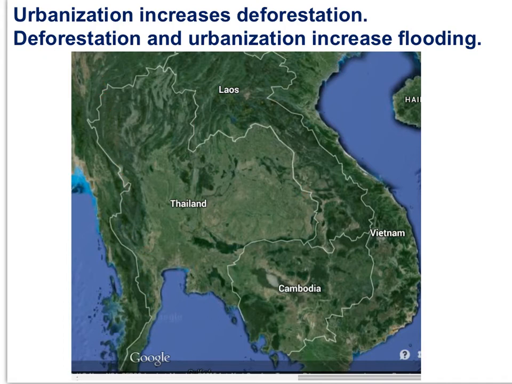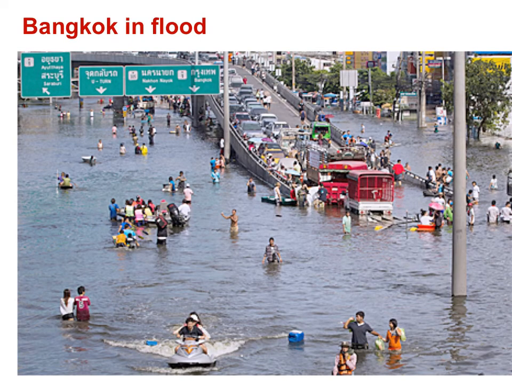The world's population is 7.2 billion and growing. 51% of the world's population is now living in a city, and the percentage is growing. Both population growth and urbanization are putting pressure on water resources, increasing the demand for fresh water. And here's Bangkok in a flood stage.